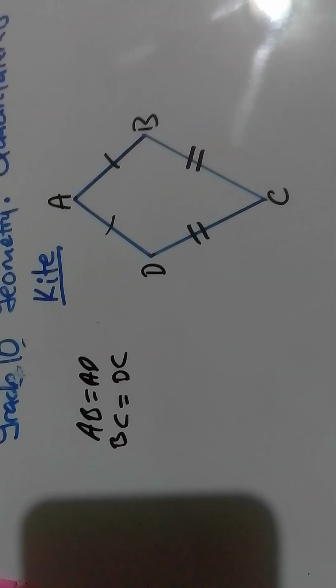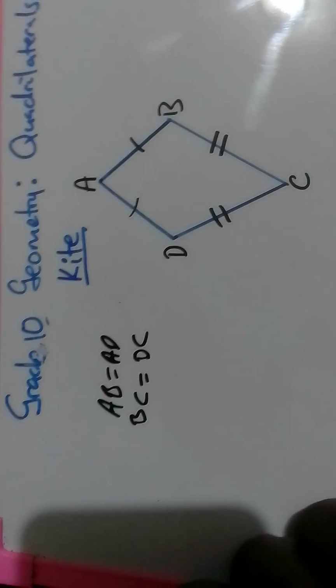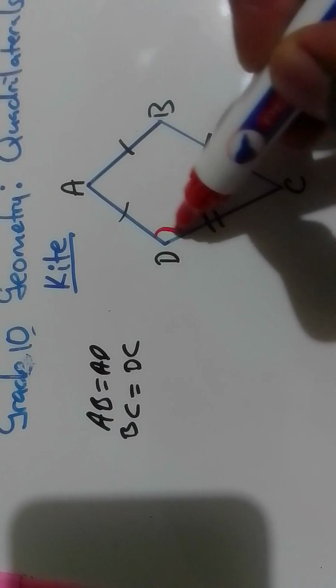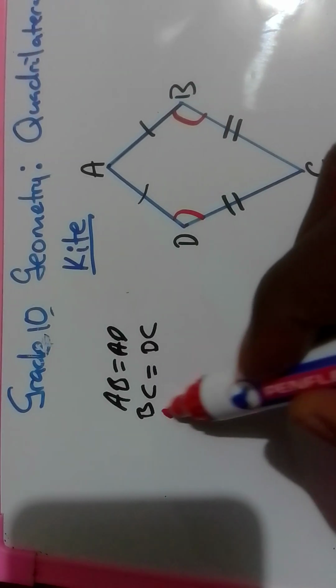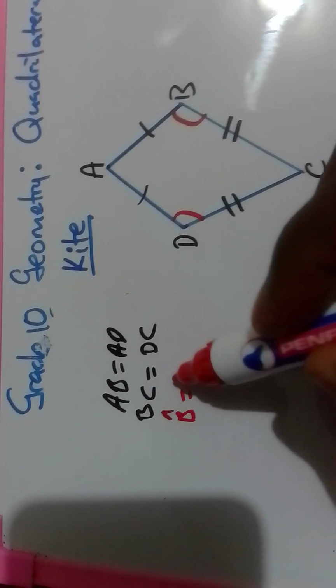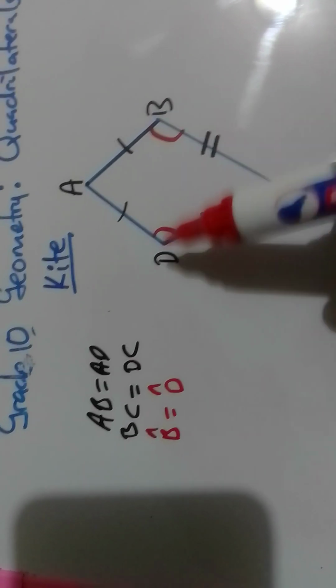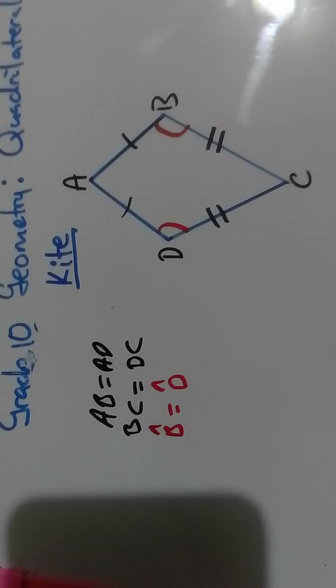Now, from there, we have this angle D here. We are going to use a different marker to highlight the angles. Angle D here is equal to angle B. So we now say that angle B is equal to angle D. You must note that these two angles, opposite angles of a kite, are equal. Alright, from there, what are we going to do?